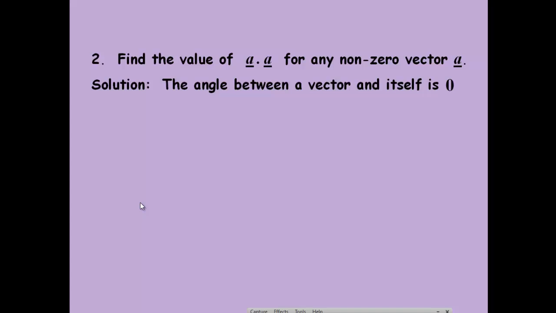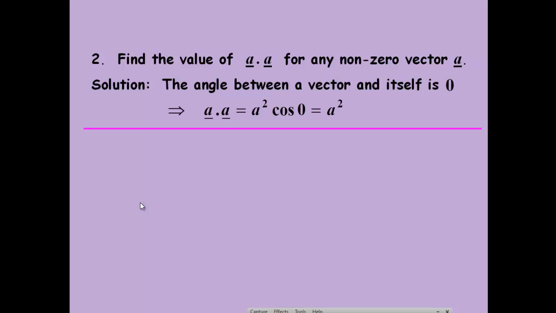Right, these are just the same vector, so it just required a little bit of thought really. The angle between a vector and itself is obviously going to be 0. So if the angle's 0, we get cos 0, which is 1. So we get the product of the magnitudes times 1, which gives you a squared.